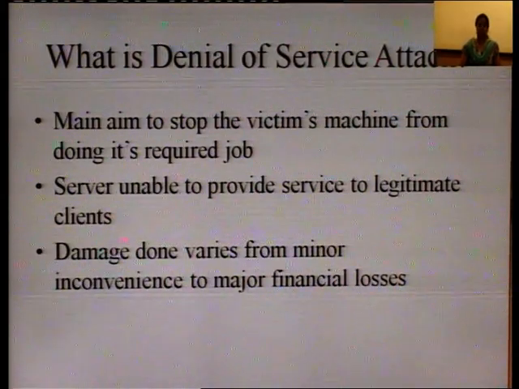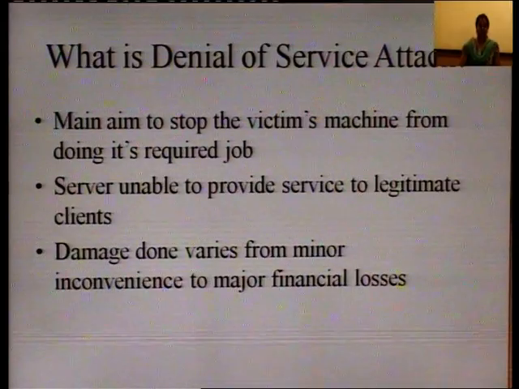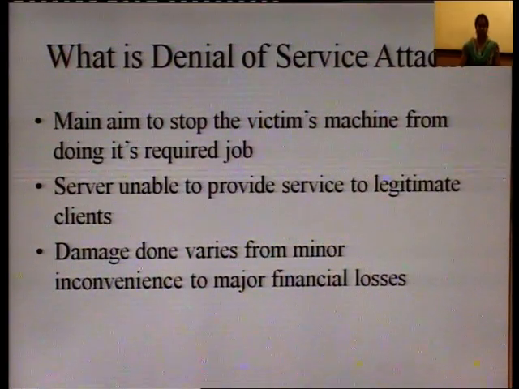What is denial of service? The main aim is to stop the victim machine from doing its required job. Servers are unable to provide service to legitimate clients. The damage done varies from minor inconvenience to major financial losses.